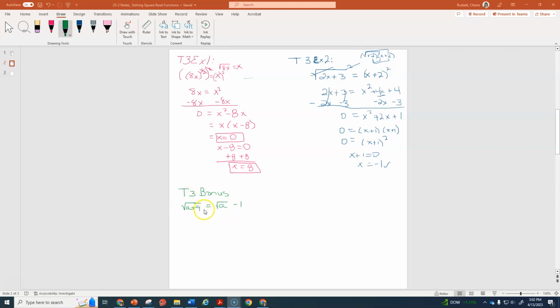This square root of a plus 9, that one's isolated, but over here we've got a radical minus 1. Well, the only thing we can do to make that one go away would be to add 1 to both sides.